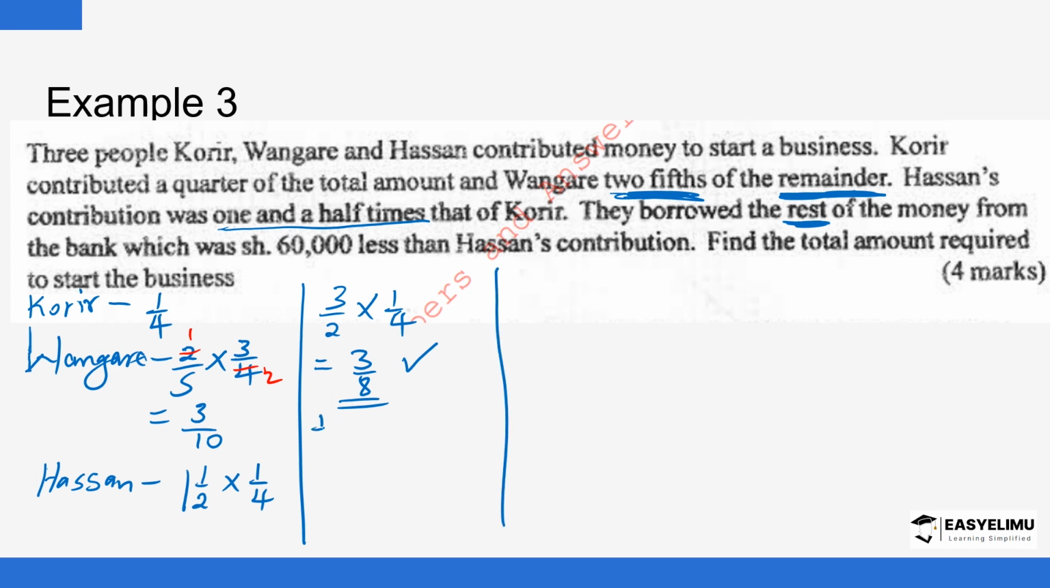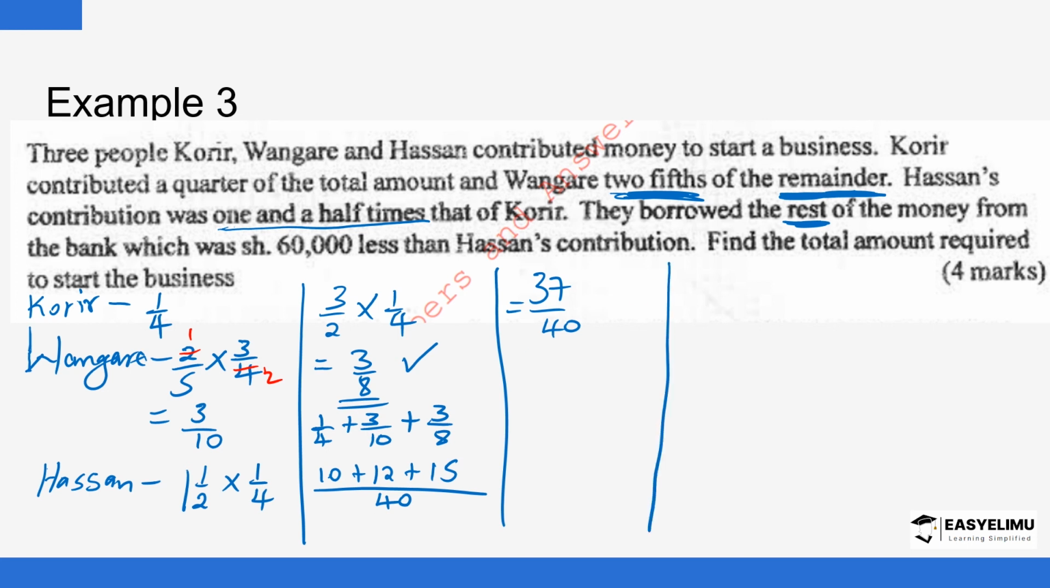So 1 over 4 plus Wangare's, which is 3 over 10, and then you add Hassan's, which is 3 over 8. So again, the LCM here is 40. So 40 divided by 4 is 10, and 10 by 1 is 10. 40 divided by 10 is 4, 4 by 3 is 12. 40 divided by 8 is 5, 5 by 3 is 15. So if you add all this, 22 plus 15 here is 37. So this is 37 over 40 as what has been contributed so far.